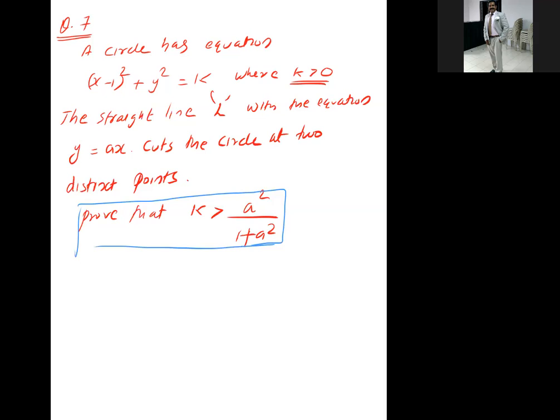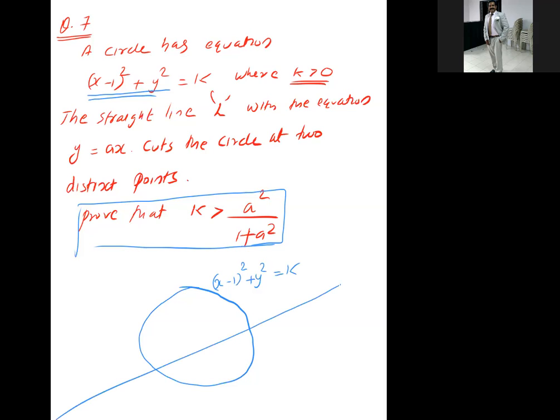So how to prove this question? Read the question in very detail. Don't skip any point. The general equation of the circle is given here. So the equation for the circle is x minus 1 whole square plus y square is equal to k. And the line cuts the circle at two distinct points, so a line is going something like this and making intersection at two points. The equation for this line is y is equal to ax.